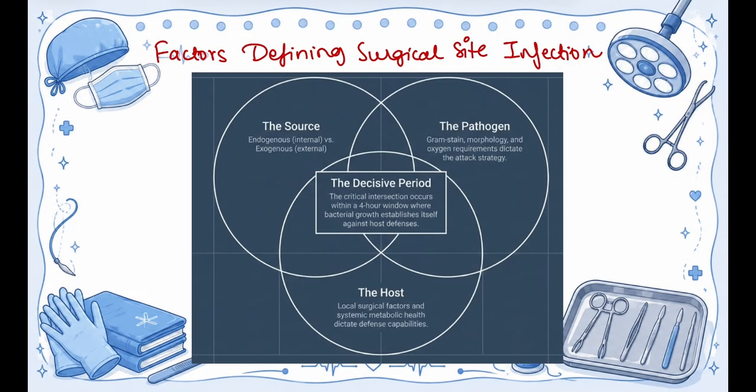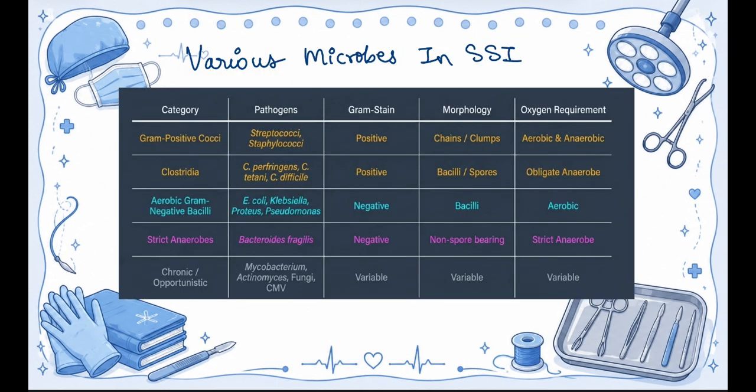Four distinct domains intersect to dictate this final outcome. First, we have the specific pathogen. Second, we have its origin source. Third, we have the decisive period of time during surgery. And finally, we have the host's natural defenses. We start with the microbial attack force.